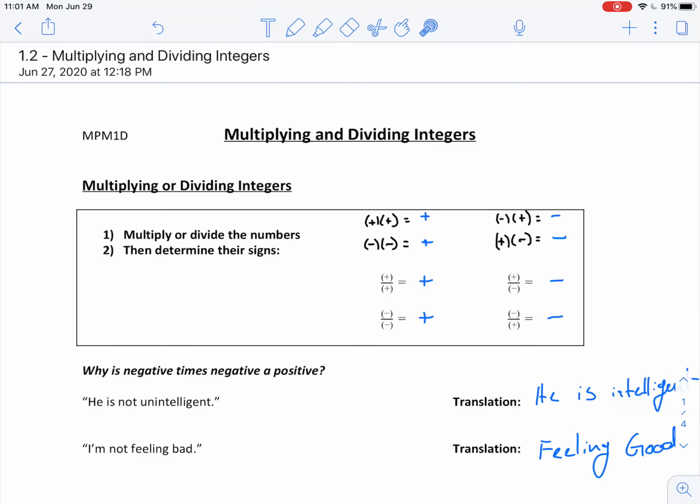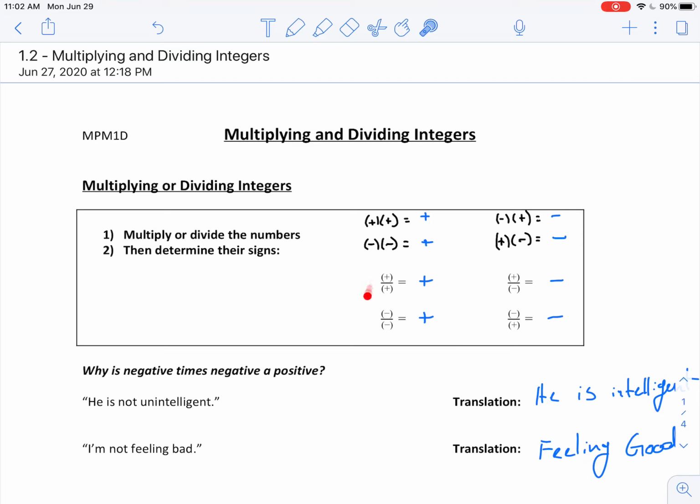So when talking about integers, specifically how to multiply and divide them, there are a couple things we need to keep in mind. When we're multiplying or dividing integers, we simply multiply or divide the numbers, and then we determine their signs. Over here on the right-hand side, we've created a guide of what happens when you multiply two positives. Well, the end result is positive. What happens when you multiply two negatives? The end result is positive. And negative times a positive gives us a negative, and a positive times a negative also gives us a negative.